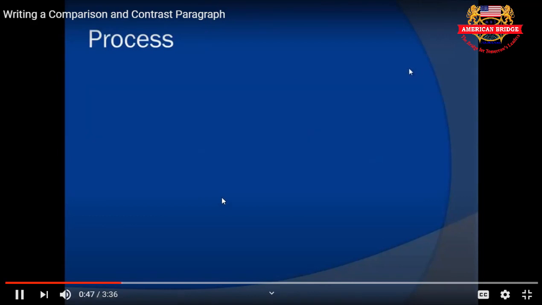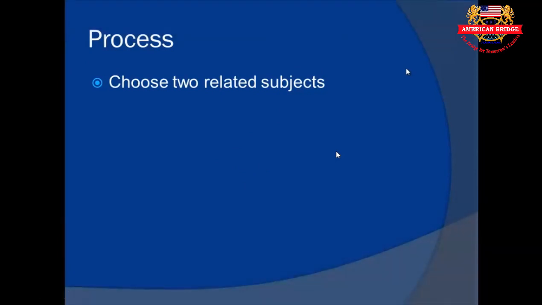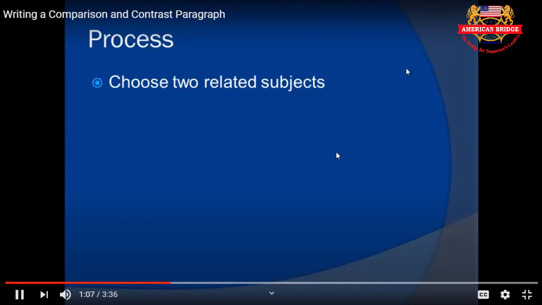So the process that you're going to follow to write one of these paragraphs. First of all, you need to choose two related subjects. Don't choose two subjects that are completely unrelated, because if you do that, it's going to be really hard to compare them. It's going to be really hard to find similarities. So choose two related subjects that you know that you can find some similarities and some differences. Then plan creating a Venn diagram. And we're going to take a look at a Venn diagram in a moment.